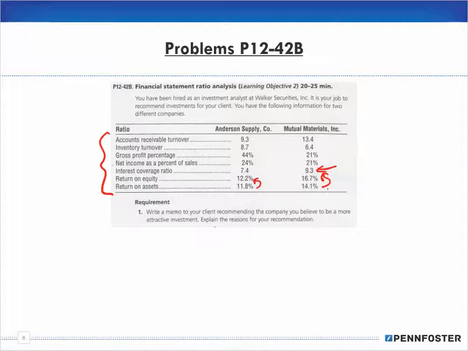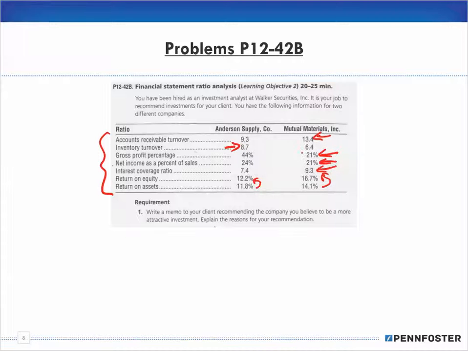meaning it's earning more money to be able to pay for the debt that it takes on. And it's also turning over its accounts receivable faster, meaning they're able to collect their cash a lot quicker. Now the inventory turnover is less, that's a negative for Mutual Materials, and its gross profit percentage is less, and its net income as a percentage of sales is less.